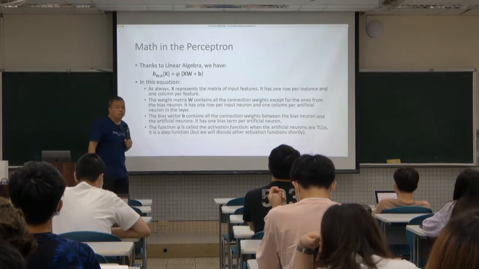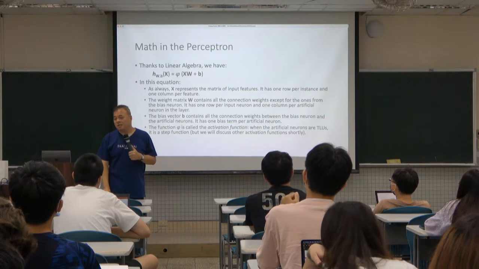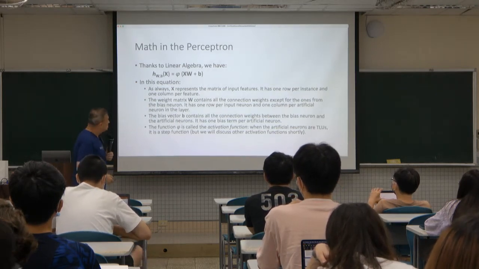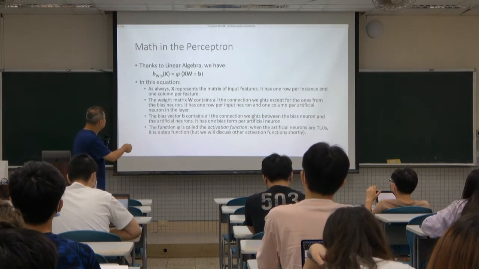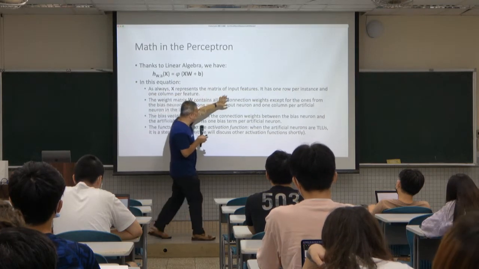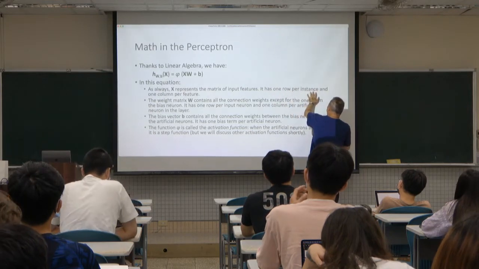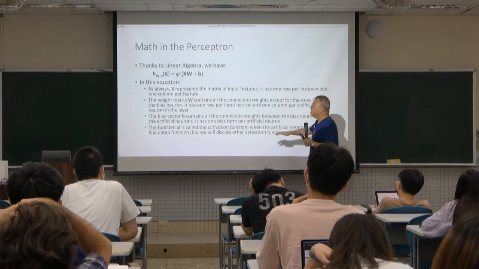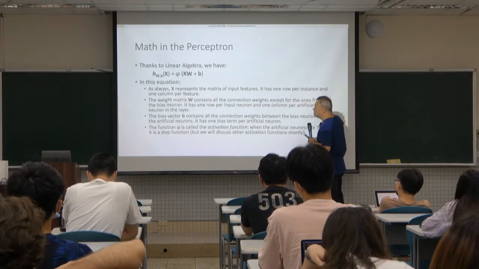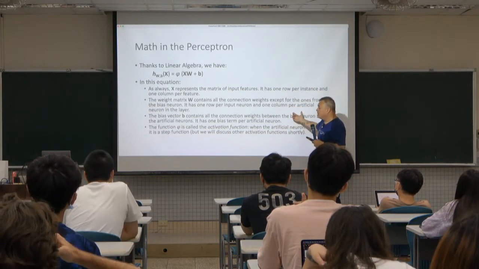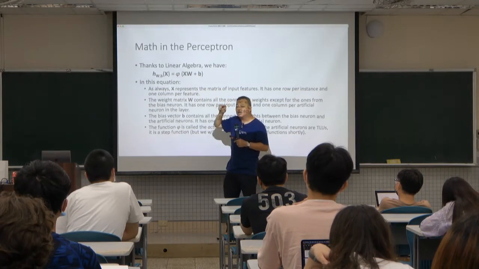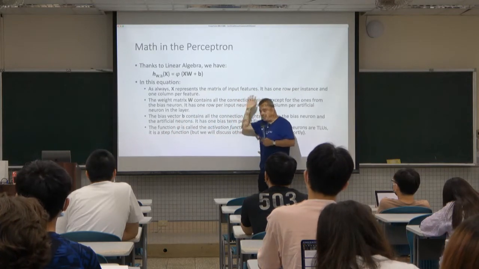Remember I told you ANNs use linear algebra a lot? So here you can see we can represent the previous perceptron into something like this. Here, X represents the matrix of input features. It has one row per instance and one column per feature. The weight matrix is W, which contains all the connection weights except for the ones from the bias neuron. The bias vector b is here. We don't represent bias in the weight matrix, but we put bias here. Any question? If you have a question, feel free to raise your hand.